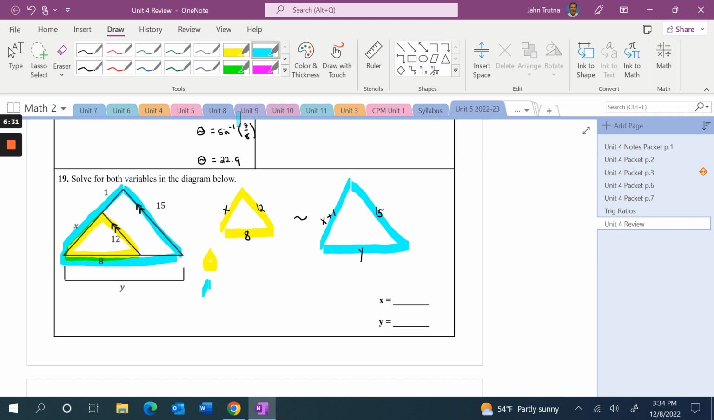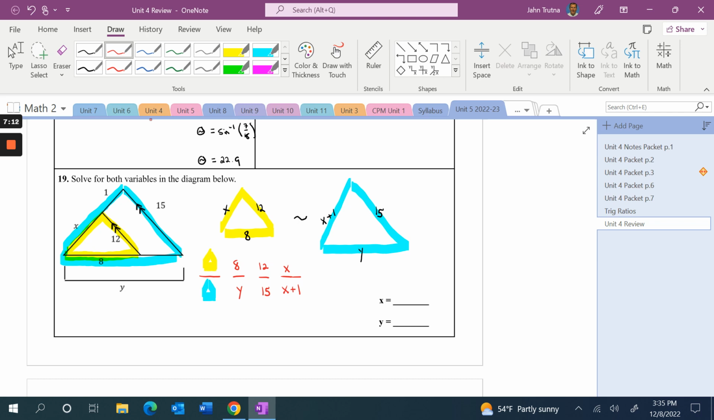Now when I write my fractions, my ratios, I'm always going to put the yellow triangle's values on the numerator. So I'm going to pick a side from the yellow triangle. Let's start with 8. And then I'm going to make it the fraction or the ratio, the side that corresponds with 8, but in the blue triangle, which is y. So one of my ratios is 8 over y. Another one would be 12 corresponds with 15. So another ratio would be 12 over 15. And a third ratio would be x in the yellow triangle corresponds with x plus 1 side in the blue triangle. So my third ratio would be x over x plus 1.